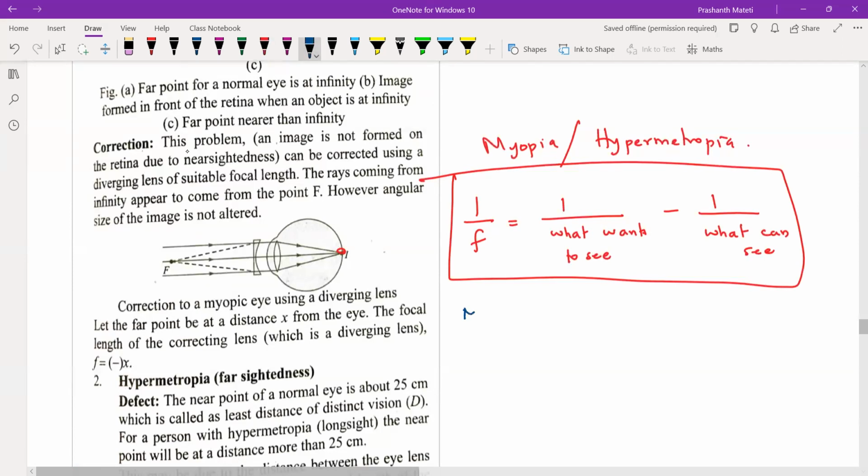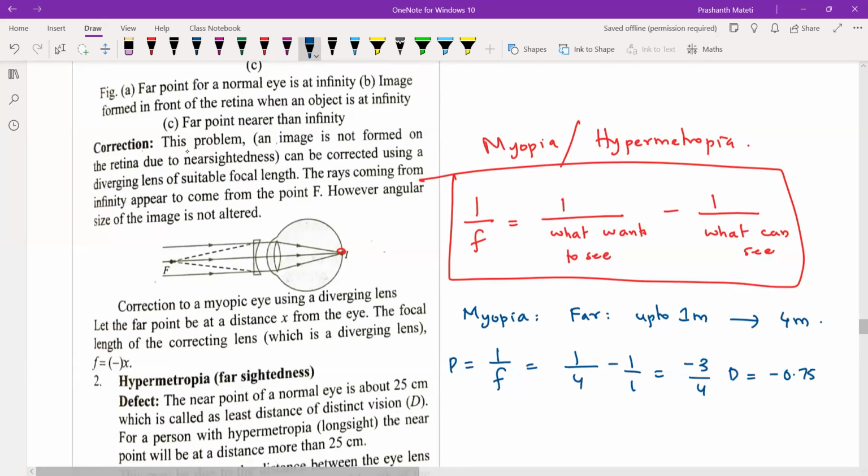Let us take an example for myopia. The far point: the person can only see up to 1 meter, but he wants to see clearly up to 4 meters. In that case, the recommended focal length is 1 by what he wants to see, 1 by 4, minus 1 by 1. That is minus 3 by 4. So the power is minus 0.75 diopter you recommend. Or if the person says I want to see infinity, then the power is equal to 1 by f is equal to 1 by infinity minus 1. That is minus 1 diopter you have to recommend. That's it.